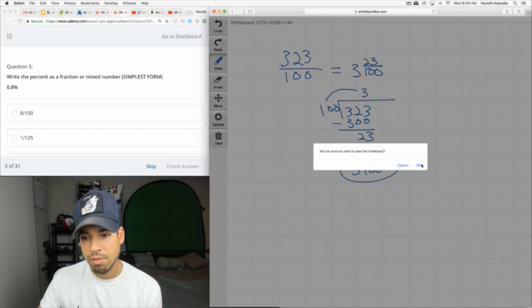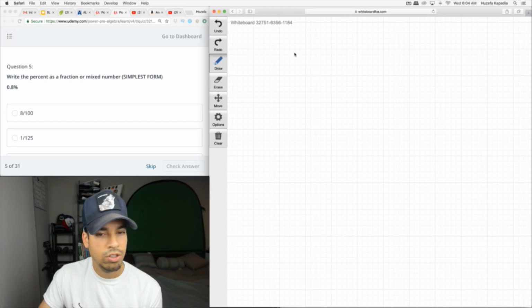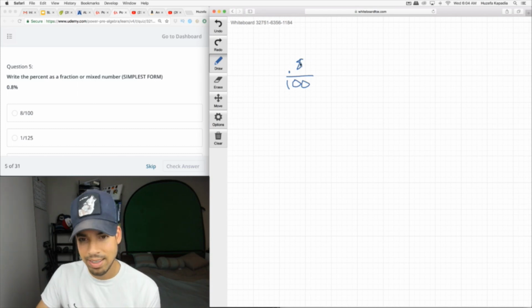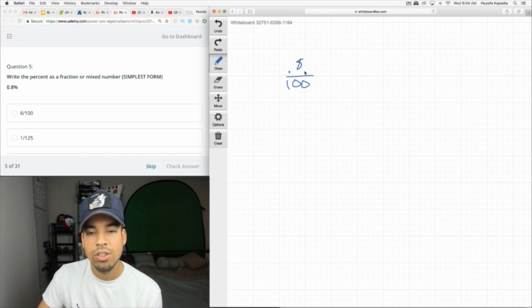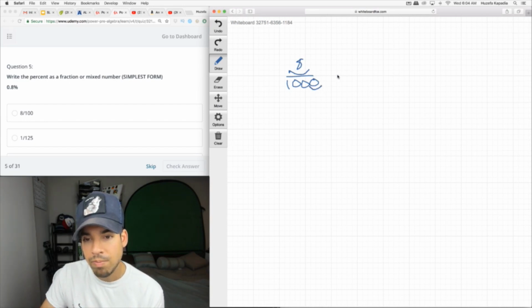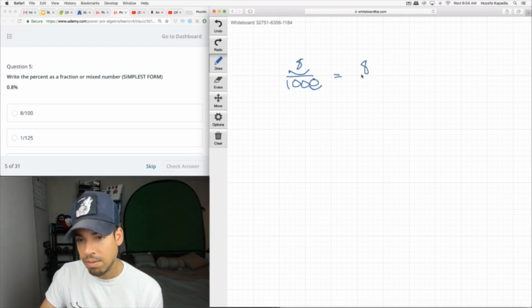All right, question number 5. Write the percent as a fraction or mixed number. Same thing, 0.8 is going to go over 100. But we don't want a decimal in the percentage. So I'm going to move this over while simultaneously adding a 0. We're basically moving the decimal over in both, right? To make this into 1,000, I had to move that decimal there. Or the other way to think about it is multiply the top and bottom by 10. So now we've got 8 over 1,000, and now it's reduced.